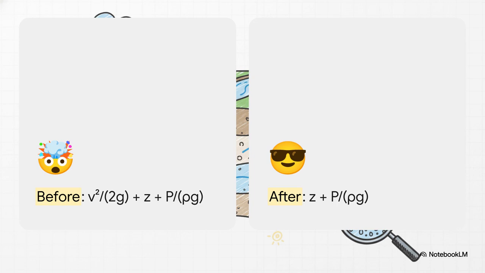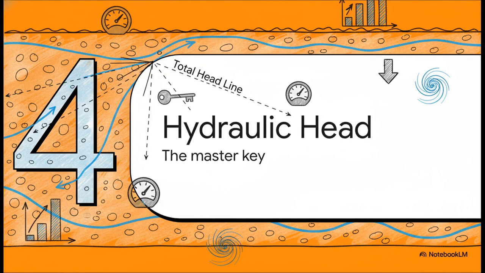By crossing out that entire velocity head portion, the v squared over 2g part, we instantly transform a complex, heavy equation into a much simpler, highly practical two-part formula. Let's unpack that in Section 4, Understanding Hydraulic Head.